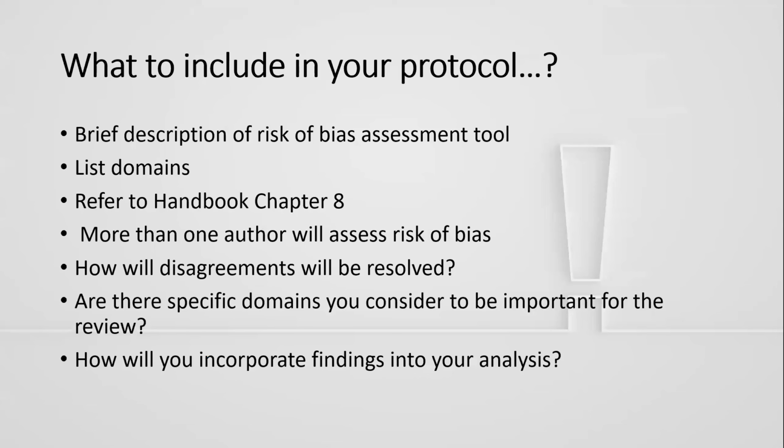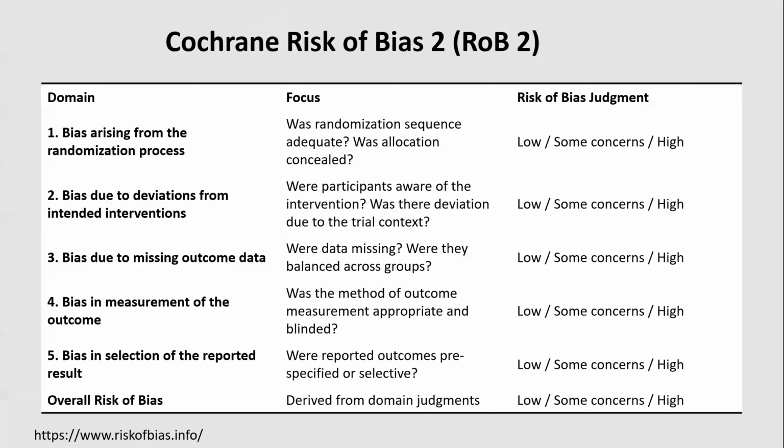So now what to include in a protocol? Always try to give a brief description of the risk of bias assessment tool, then list the domains which you are going to assess, refer to the Cochrane Handbook, that is chapter 8, and more than one author will always try to assess the risk of bias. Then how will disagreements be resolved? So you have to be very sure if you are having disagreements, how you are going to report it. Then are there specific domains you consider to be important for the review? Then how will you incorporate findings in your analysis?